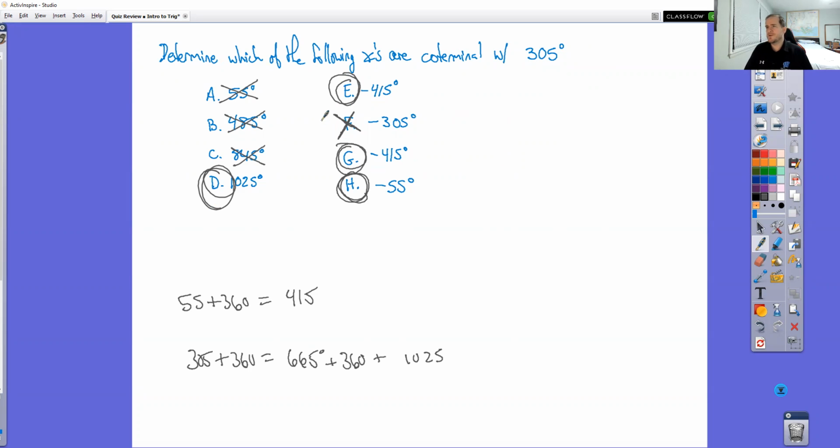But that's it. All you're doing to determine whether angles are coterminal is adding on multiples of 360. If you can add it on once, twice, 3 times, 4 times, and you get these same angles, then they are coterminal. And if you don't, then they're not.